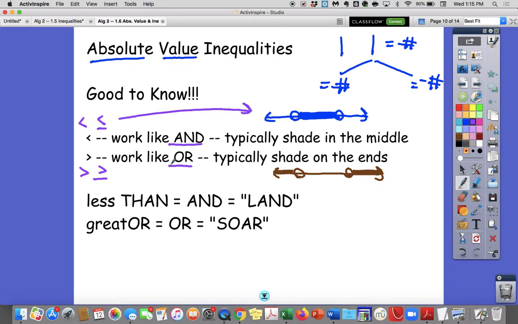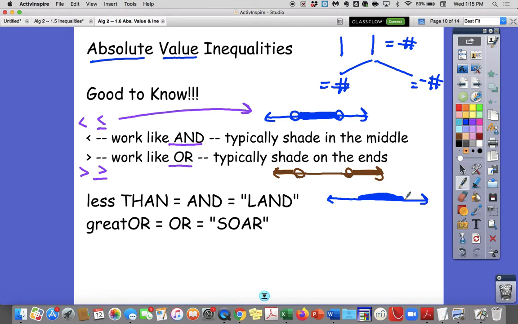I have a silly little saying, and I know it's silly, but it might help you remember, and it could help you a lot on the ACT, to weed out some answers and move faster through the math portion. When you see an absolute value inequality and you see a less than, you know it's going to be in the middle. So less than is and, it's the land. If you're looking out at the ocean and there's nothing but water, and then all of a sudden you see a little island in the middle, that's where we get land from.